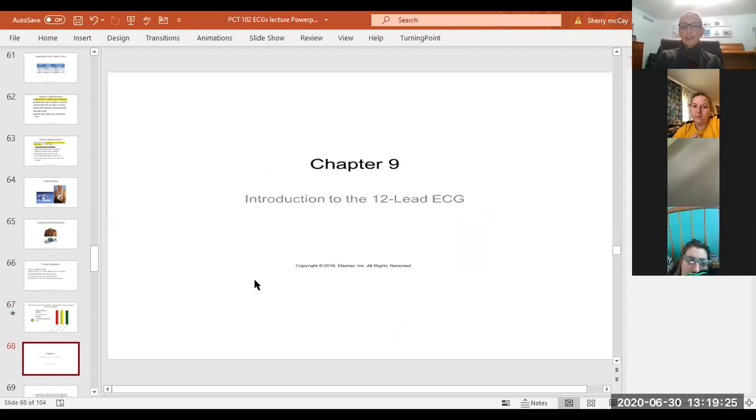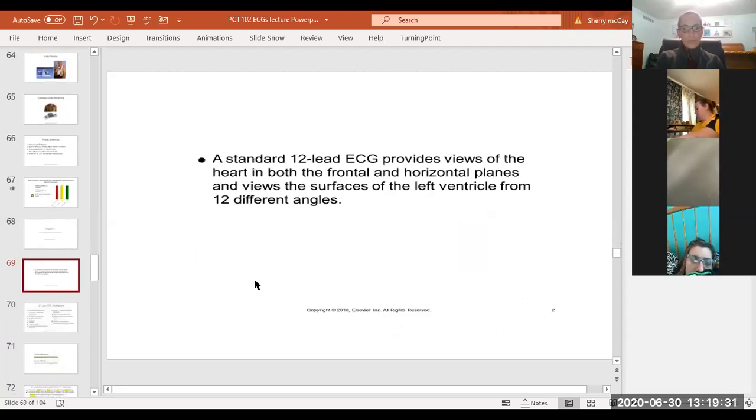All right. So we're going to talk today now. This is where we haven't done much of this. This is the 12-lead. A standard 12-lead ECG provides views of the heart in both the frontal and the horizontal plane and views the surface of the left ventricle from 12 different angles. Okay, so 12-lead does frontal and horizontal.